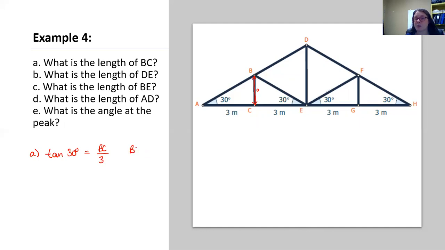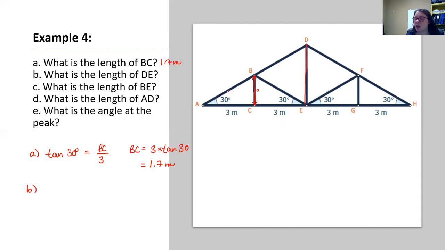And length BC is equal to 3 times the tan of 30, which gives us 1.7 meters. Okay, so there's our first piece calculated. B, what's the length of DE? So I want to know, well, how long is this one?